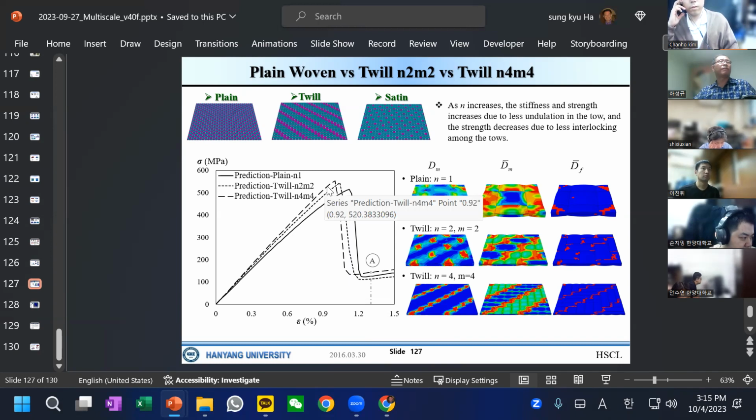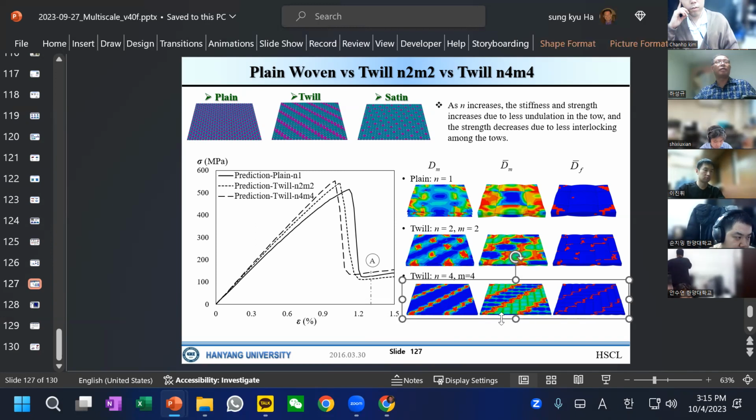The stiffest structure will be, in this case, the twill 4x4, and this one shows like that. So as you can see, compared to others, there will be less undulation.